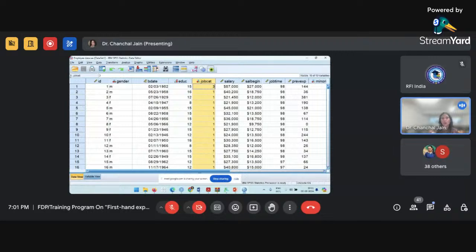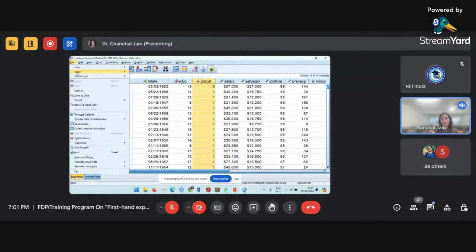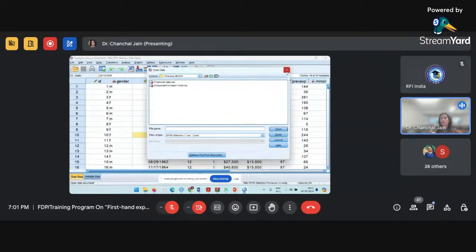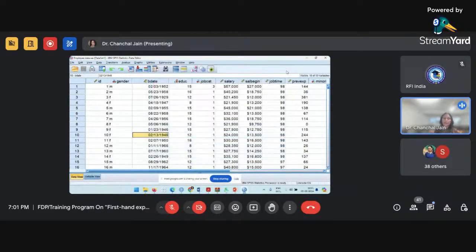I've shown you using the file menu. You can go to Open and then Data, or you can click on Import Data, and according to the file extension, you can select your file, or you can click on this Open Data dialog box, right? So these were the ways we have seen to import the data in SPSS. So I think this was day 1.